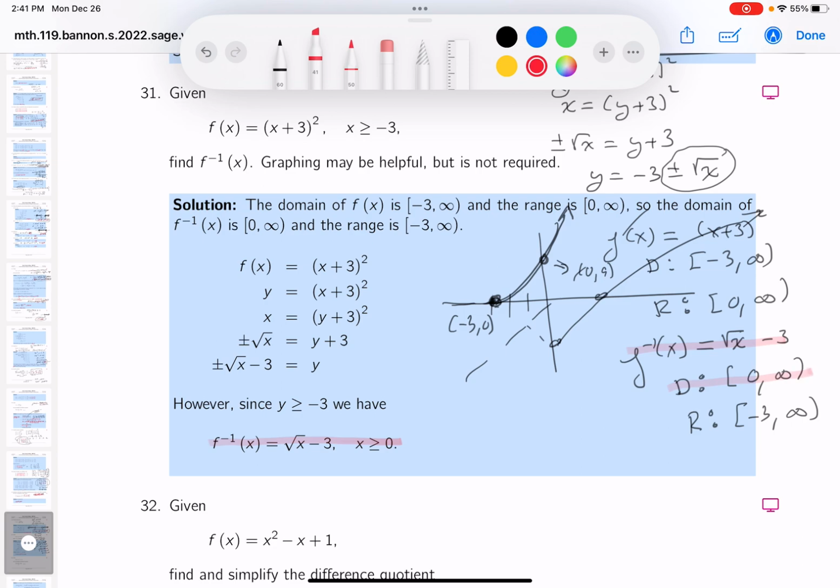And they did put the domain down, by the way. Now, someone says, do you need to do that? You should put that down, by the way, that x has to be greater than or equal to 0. All right? And what else? That's about it. Thank you.